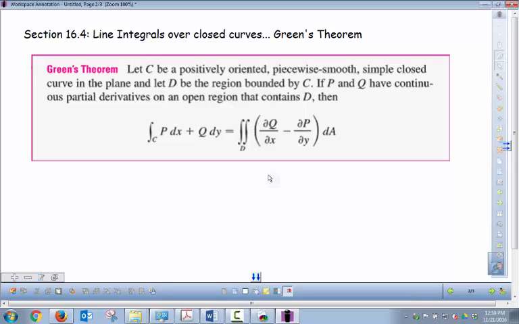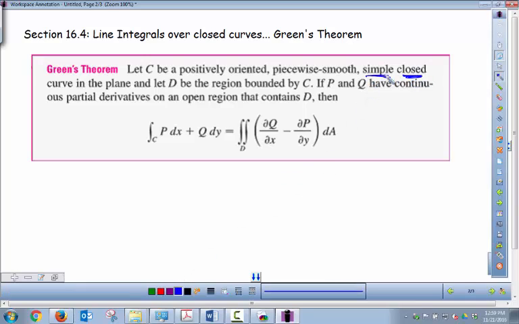And what this does is it does an interesting thing that we'll be seeing a lot. There's going to be a theme to this with all the theorems that we're going to cover. So C is a positively oriented, piecewise smooth simple closed curve. So there's a lot of adjectives. Closed, basically closed. Piecewise smooth means it's differentiable in pieces.